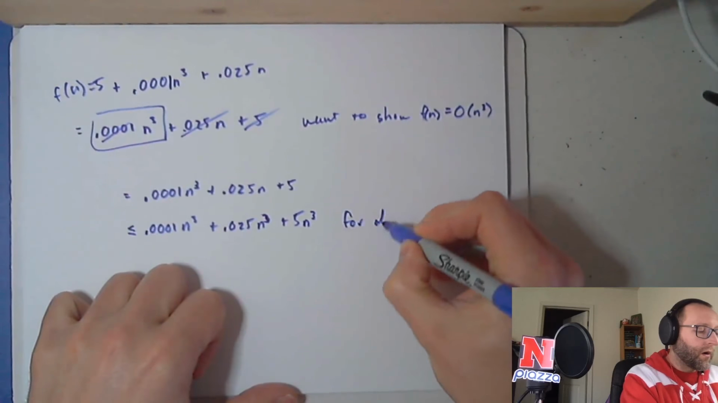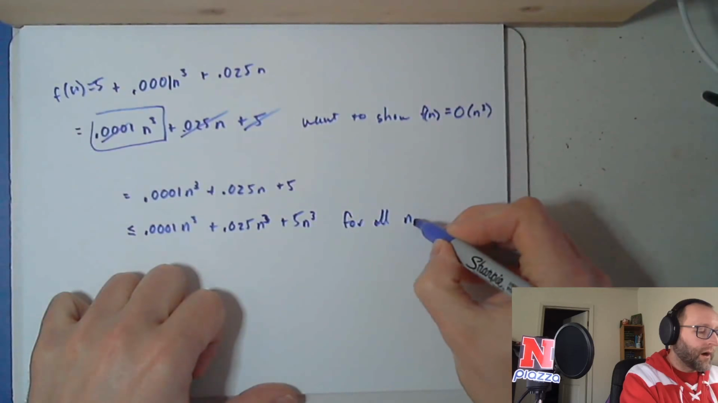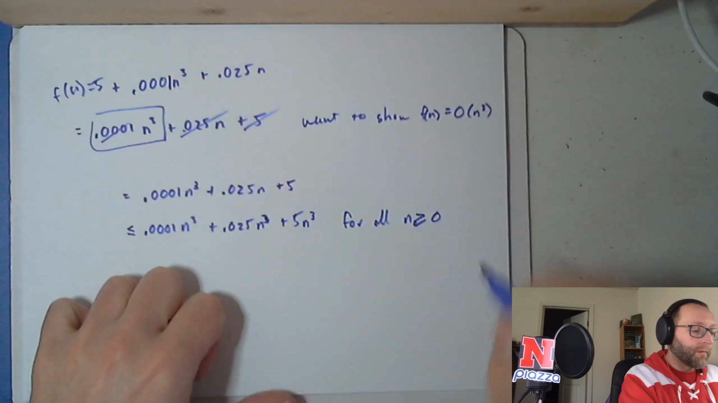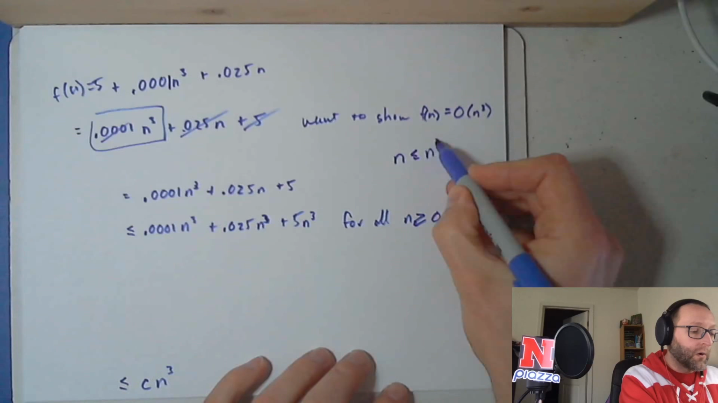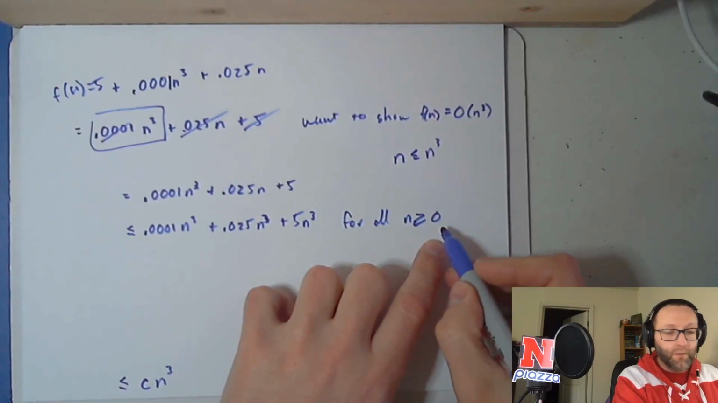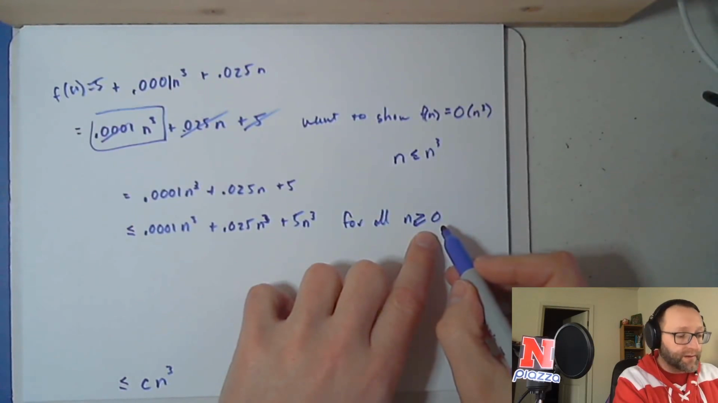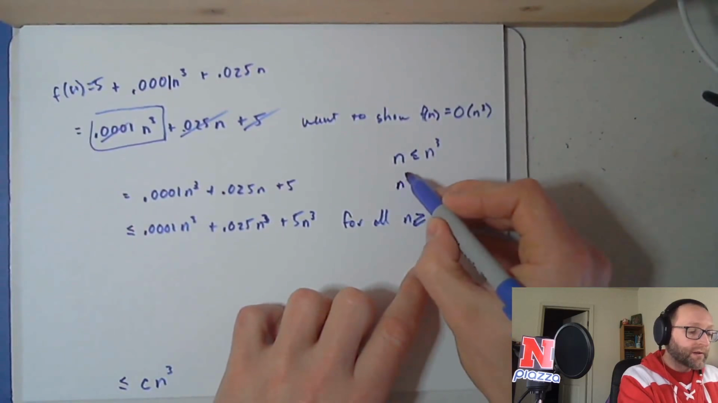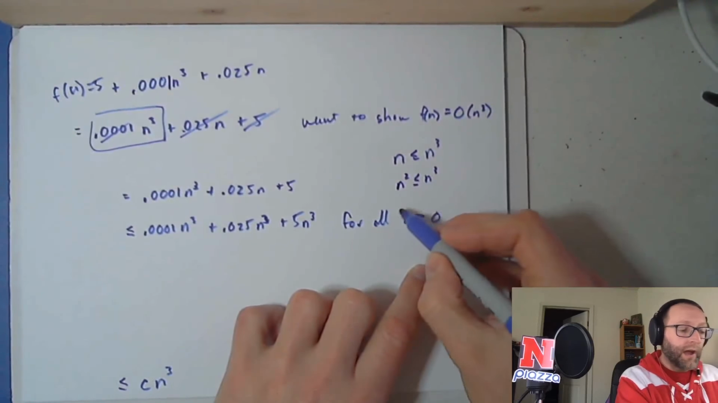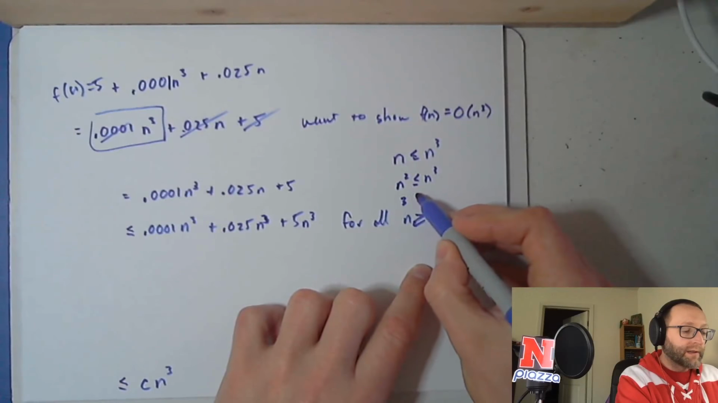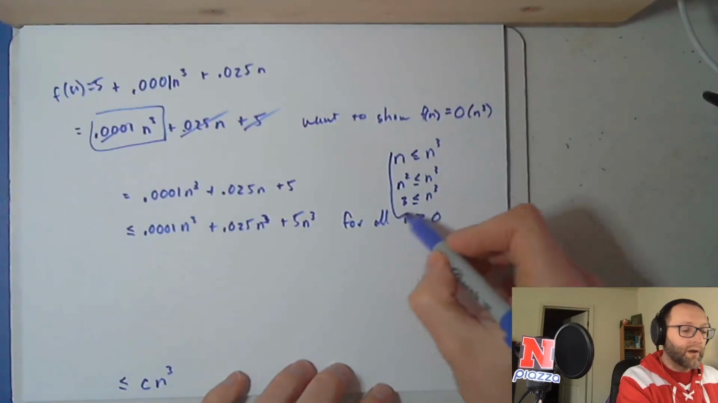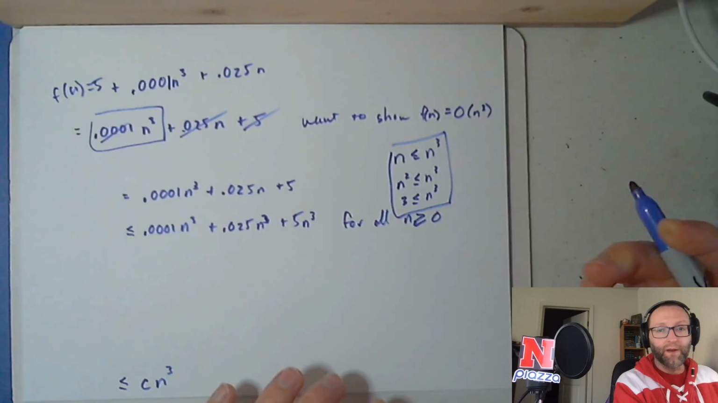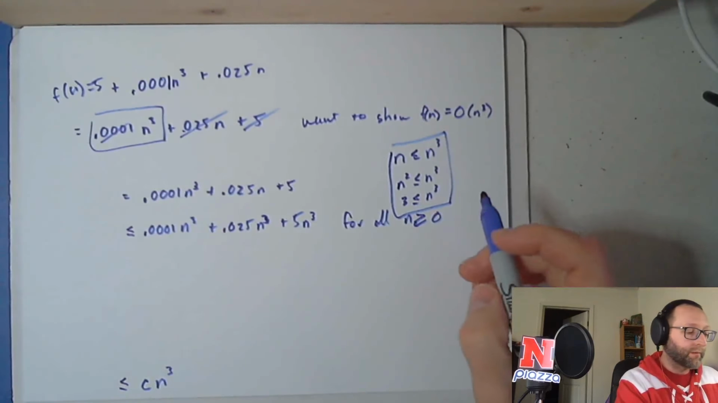For all n greater than or equal to 0. Right? That's certainly true. Again, you're in obvious land. n is less than or equal to n cubed for all positive n. That's not necessarily true for negative n, but for all non-negative n, it's certainly true. And certainly n squared is less than or equal to n cubed, and certainly a constant, 5, is less than or equal to n cubed. Right? This is what I call obvious land. You don't need a mathematical proof for this, okay?